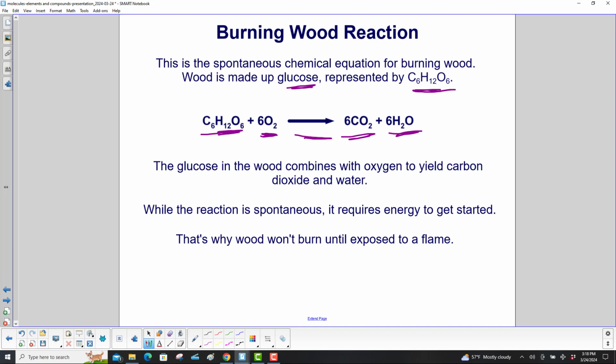While the reaction is spontaneous, it does need a little energy to get started. And that's why wood won't burn if it's just sitting there in oxygen. It needs a little more energy, and that's why you start it with a flame.